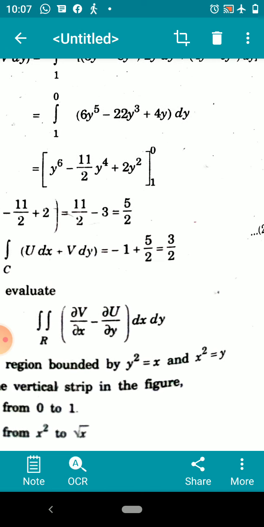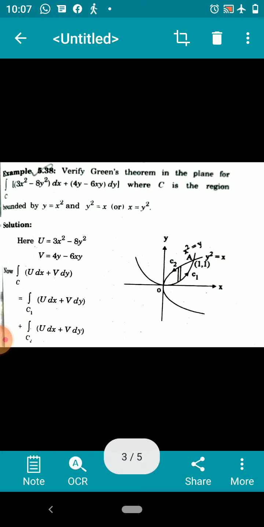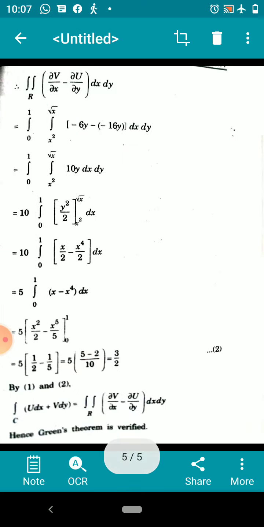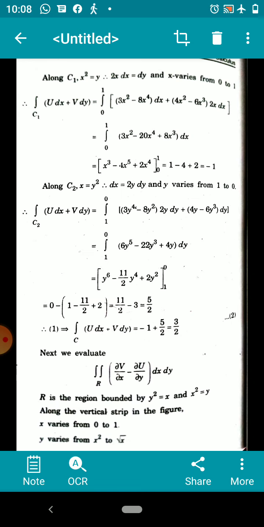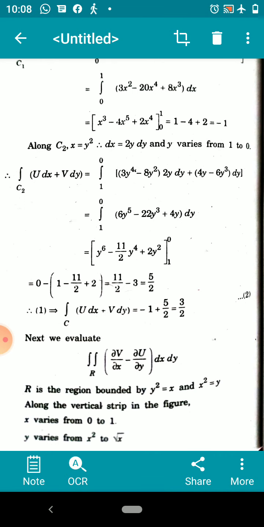So R is the region bounded by y squared equal to x and x squared equal to y. So along the vertical stripe, there we are going to find. Along the vertical stripe we had seen, right? For C2 and C1 we have the vertical stripe. So there we are going to see this one. So x varies from 0 to 1 and y varies from x squared to root x. We have already seen the order of integration and how to find the limits. Likewise we are finding. See the y here is x squared, and here if you are taking, then it will be coming as root x.